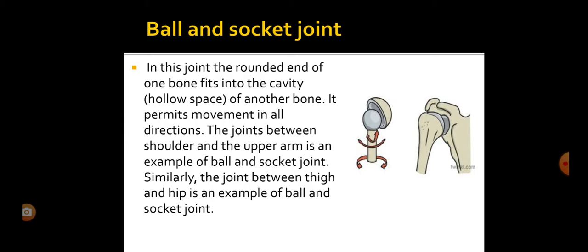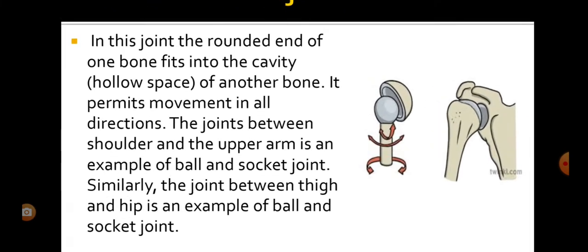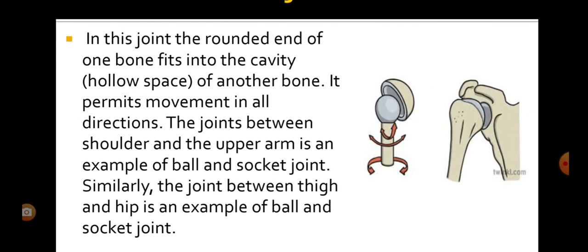Next is the ball and socket joint. Here also two bones are present, but the head of one bone is rounded, and that round portion of the bone fits into a hollow space of another bone. In this type of joint, the rounded end of one bone fits into the cavity or hollow space of another bone. So it permits movement in all directions.